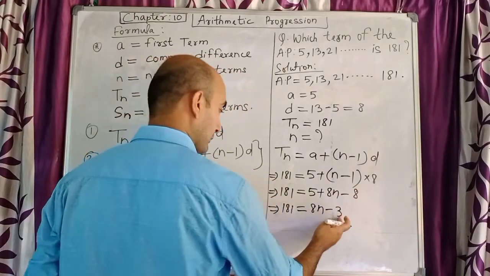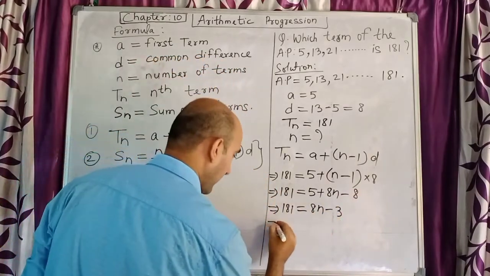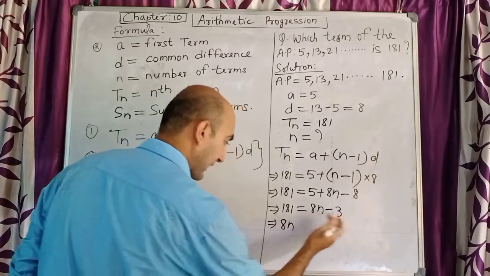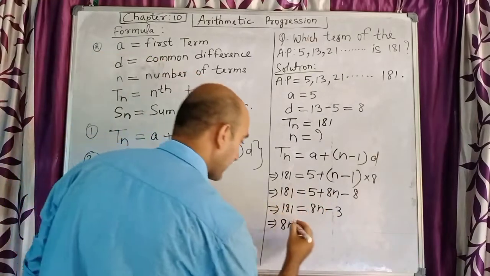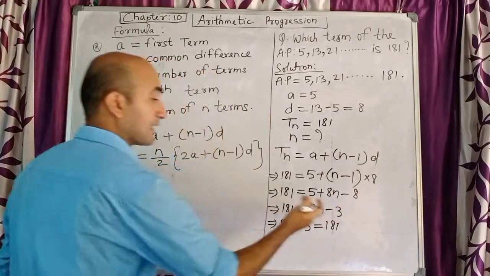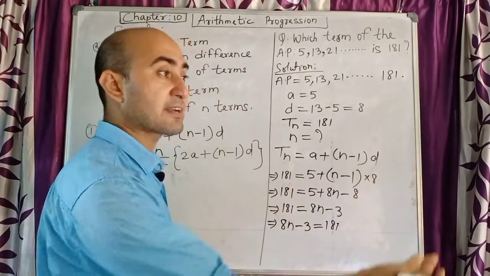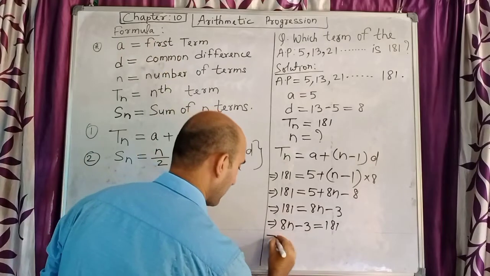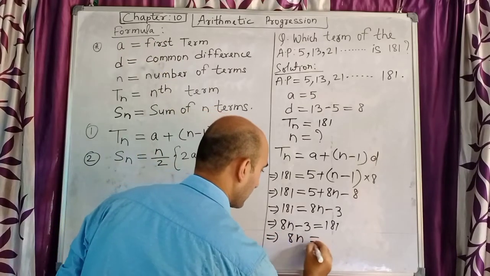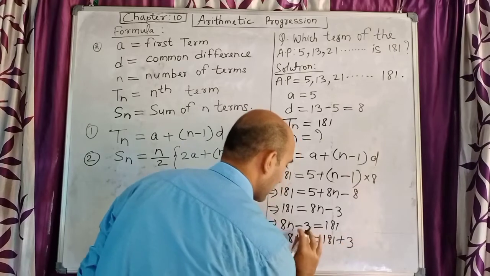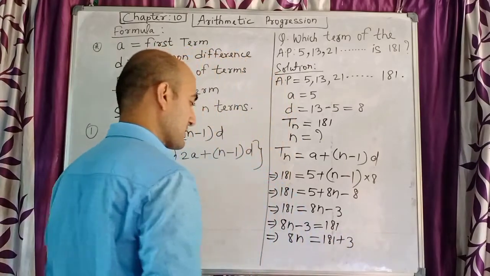So now what you do, you can interchange the sides also, because to find n, it should be on the left hand side. So 8n minus 3 you write, and 181, this is interchanging. Left hand side went to the right hand side, and right hand side came to the left hand side. So it is interchanging. Now 8n equals what? What will be the next? 181 plus 3. This minus went that side and became plus 3.